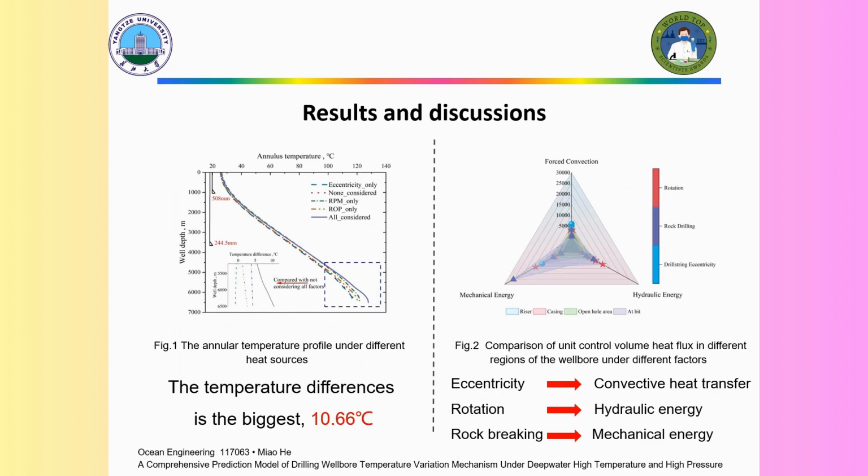Results and discussions. Figure 1, the annular temperature profile under different heat sources. The temperature difference is the biggest, 10.66 degrees centigrade. Figure 2, comparison of unit control volume heat flux in different regions of the wellbore under different factors: eccentricity, convective heat transfer, rotation, hydraulic energy, and rock breaking mechanical energy.